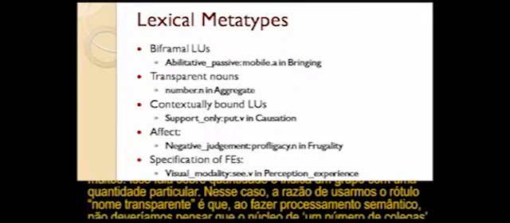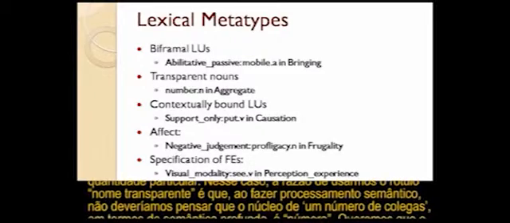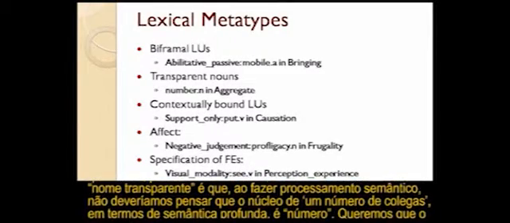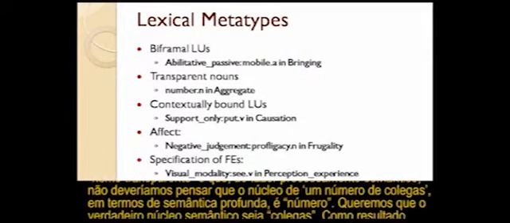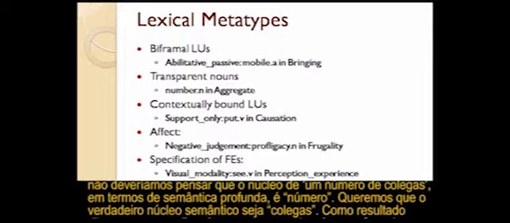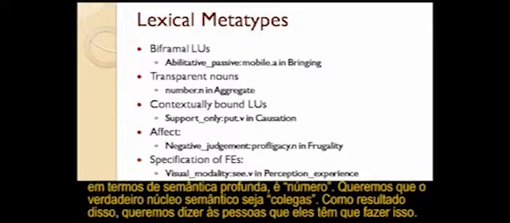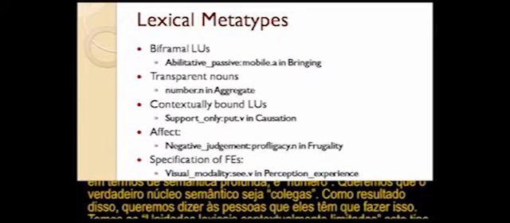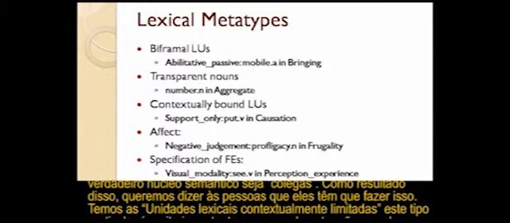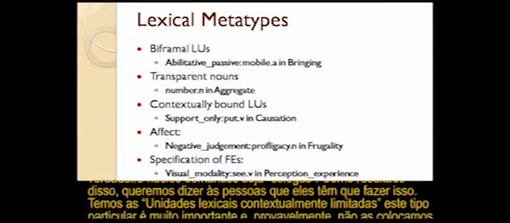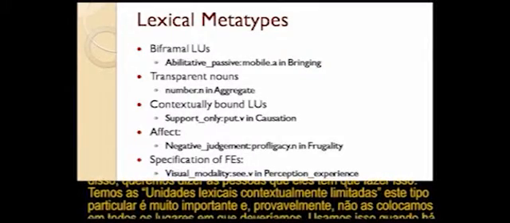So in this case, the reason why we label it as a transparent noun is because if you are doing semantic processing, you shouldn't think that the head of a number of my colleagues, in terms of deep semantics, is number. You want the real semantic head to be colleagues. And so as a result of that, we want to tell people that they need to do that. Then we have contextually bound lexical units.